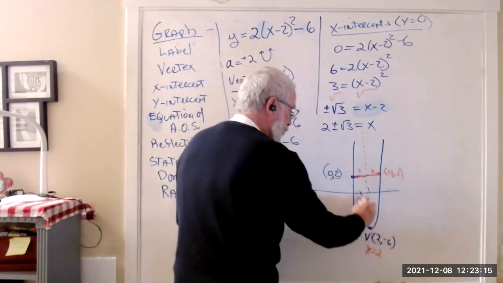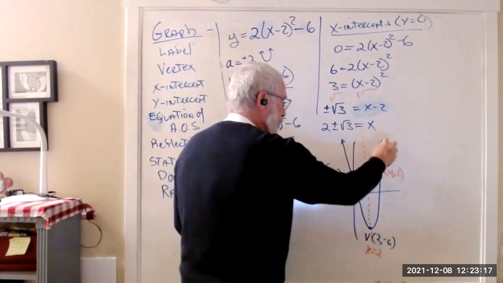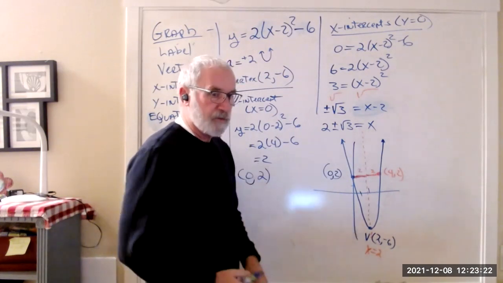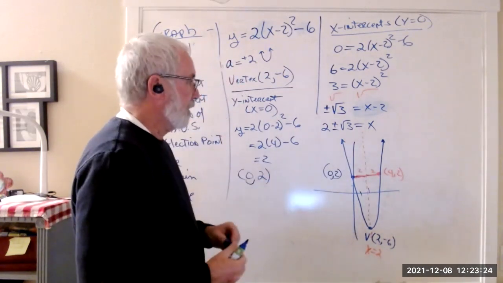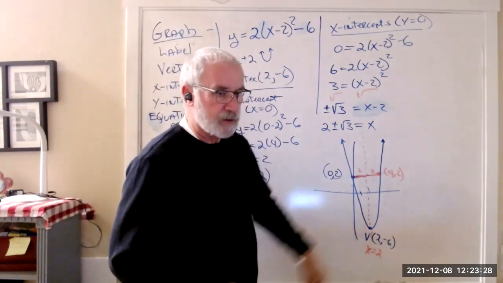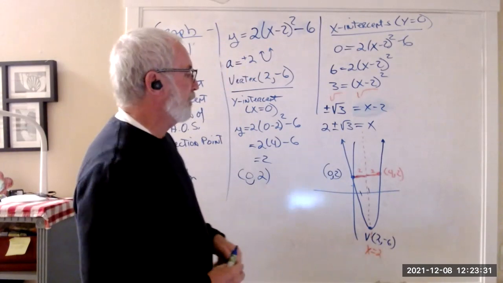It is not a sharp V. It's actually a rounded curve down there at the vertex. Be very careful. It doesn't come to a point. It's very rounded. Couple things here.